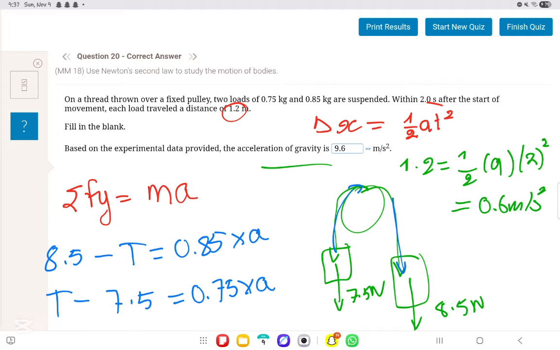When we add them together, 8.5 minus 7.5 is 1. The tension and tension cancel. And then 0.85 plus 0.75 will give me 1.6a. Oh, actually, I made a mistake. Very important, I made this mistake. That's what we are looking for.